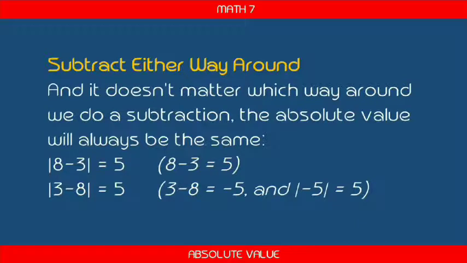Subtract either way around. It doesn't matter which way around we do a subtraction. The absolute value will always be the same. For example, the absolute value of 8 minus 3 is equal to 5, because 8 minus 3 is equal to 5. The absolute value of 3 minus 8 is equal to 5 also. 3 minus 8 is equal to negative 5, and the absolute value of negative 5 is still 5.